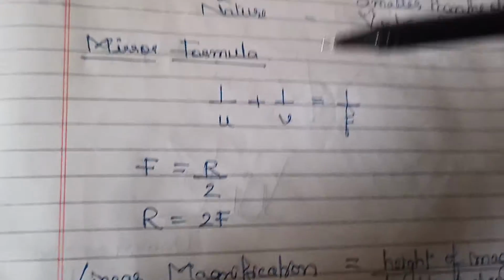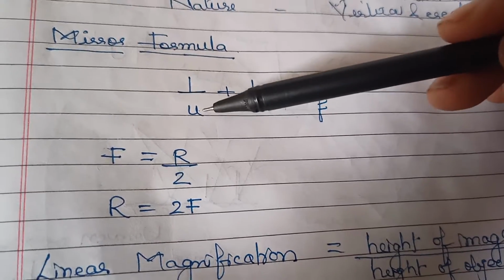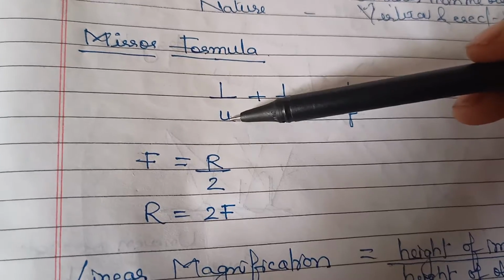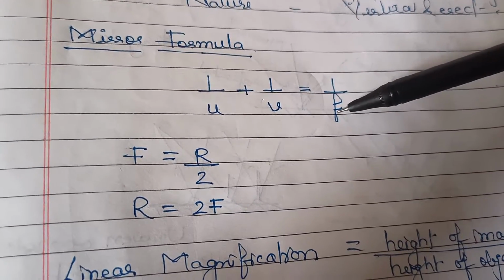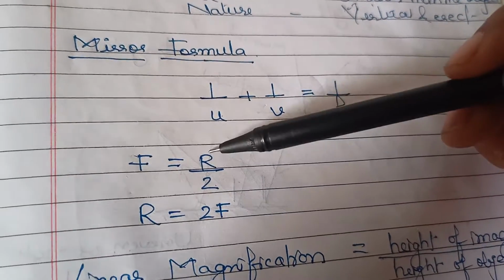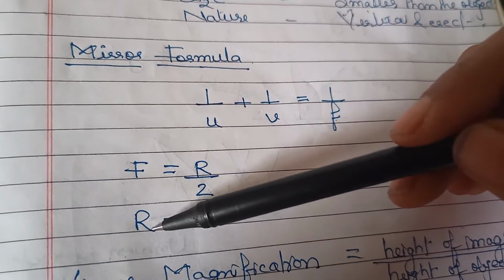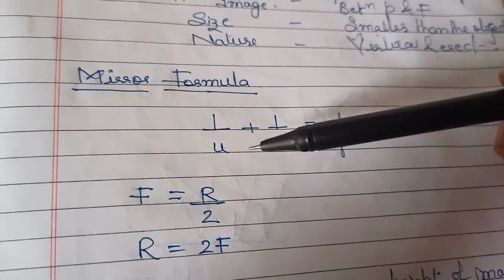I told you about object distance. You have to note down all this, okay? Whatever I am dictating, you note down and make your own notes. U is object distance, V is image distance, and F is focal length. Now focus, I told you, that is half of radius. Radius का आधा focal length, and radius का double focal length. So these are two formulas we can make here.